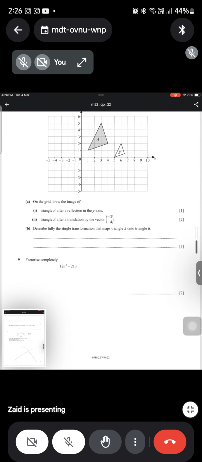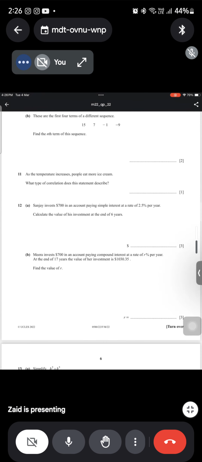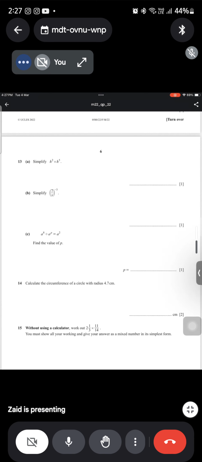This is transformation. Okay, I'll teach you that. Then factorization, you know this really well. Sequence, we have done that. Correlation: correlation is positive, negative, scattered. I'll teach you correlation as well, easy peasy. Then we have got interest: compound interest, simple interest, 3 markers. You know how to do that. Functions, indices, we have done that.